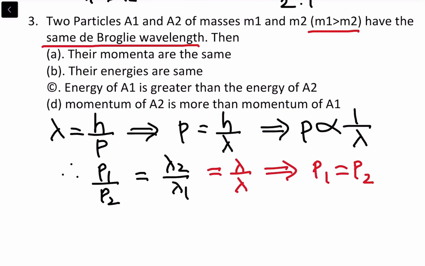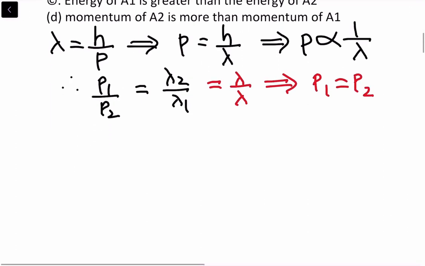We will also check the energies and then we will come to the conclusion, because we cannot conclude immediately when momenta are same. Let us check for another also, that is energies also we will check. So let us take now P1 by P2 is equal to lambda 1 by lambda 2, which is lambda 2 by lambda 1, that is equal to P1 is equal to P2.